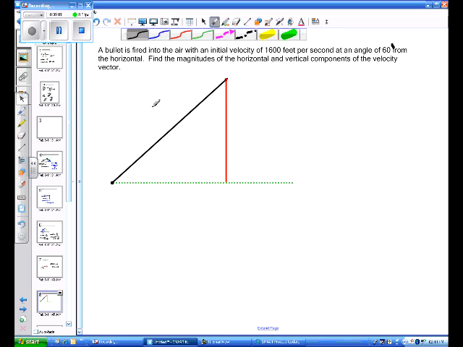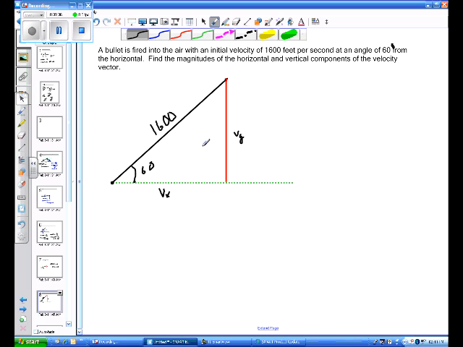Okay, so we know that our angle was 60 degrees. This one was 1,600 feet. And so we want to find our horizontal v sub x and v sub y. We can actually find these exactly because we've got a 60-degree angle.